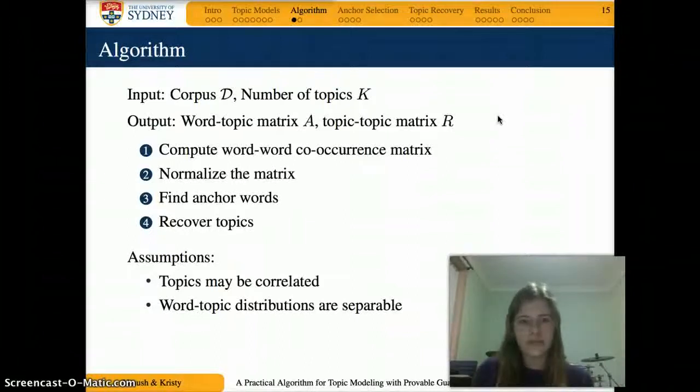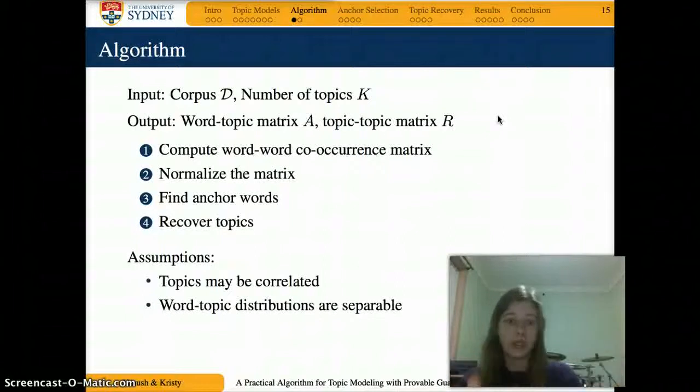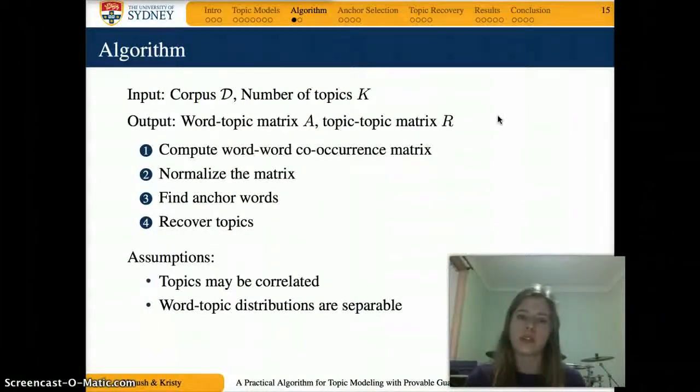So what it does is it computes the word-word co-occurrence matrix. That means how often two different words appear in the one document. Then normalize the matrix because you might have a really long document and so it appears heaps of times or whatever. So you want to normalize it so that there's no bias. And then it tries to find the anchor words. That's one of the steps that this paper goes into explaining how it's more efficient. And then it has to try and recover the topics, and it does that in another efficient way as well.